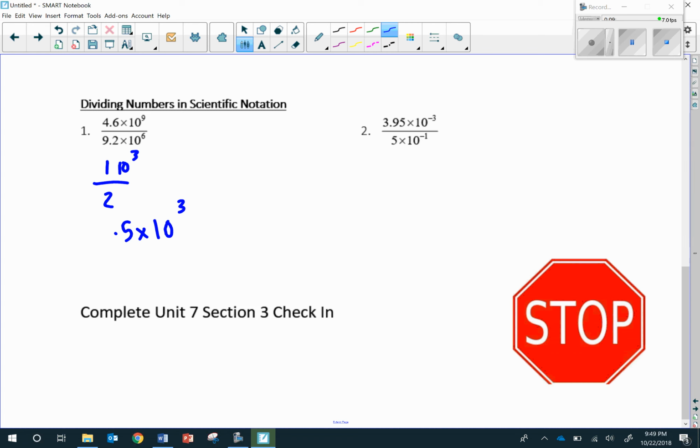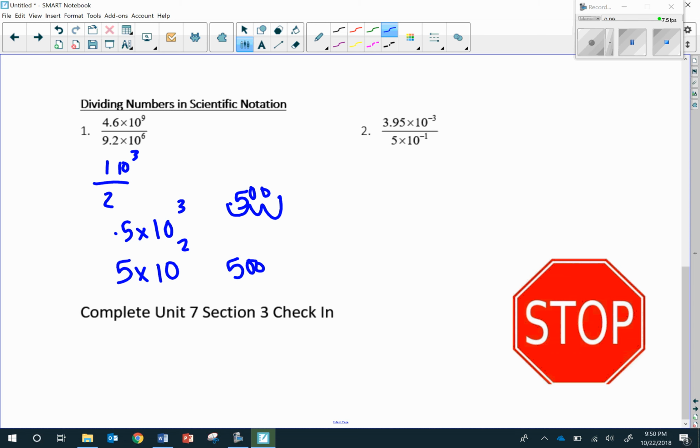Remember, though, in scientific notation, we need a number between 1 and 10. So if we change that, we would simply have 5 times 10 squared. And if we check that, 1, 2, 3, that equals 500, and 5 times 10 squared is 5 times 100, which simply equals 500.